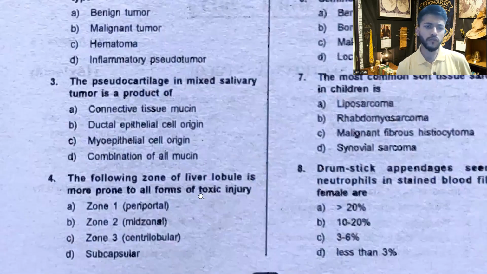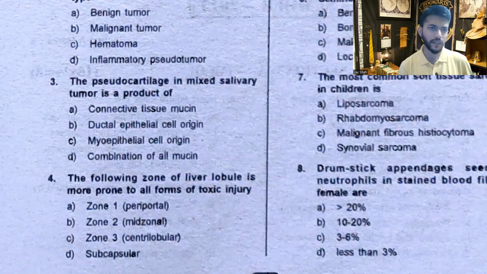Which zone of the liver lobule is more prone to all forms of toxic injury? It is central lobular, right? Central lobular. Why? Because it is away from your periportal zone. What is in the periportal zone? Hepatic artery, bile duct, portal vein. Hepatic artery is there, so oxygenated supply is there. What is in the central lobular zone? Only the central vein. You will only have deoxygenated blood, so that is more prone to toxic injury.